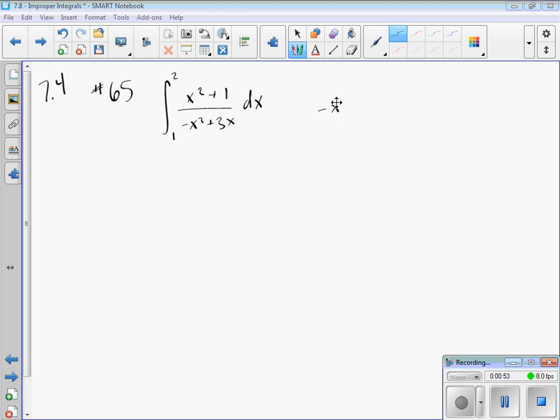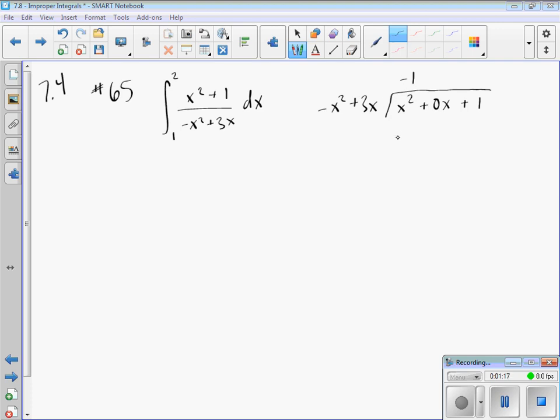So we have negative x squared plus 3x out here, and you can put a plus 0 if it makes you feel better. And then under here we have x squared plus 0x plus 1. So what would I have to multiply this by to get this? Negative 1. And I know how to do the integral of negative 1. That's why I'm thinking this might work.